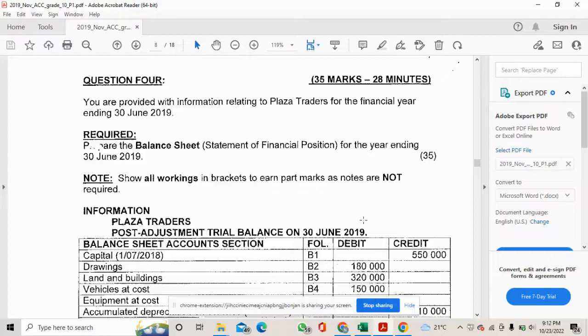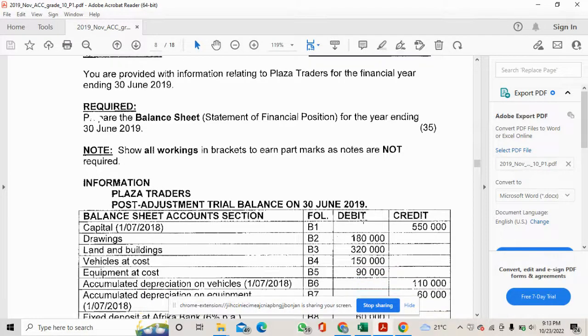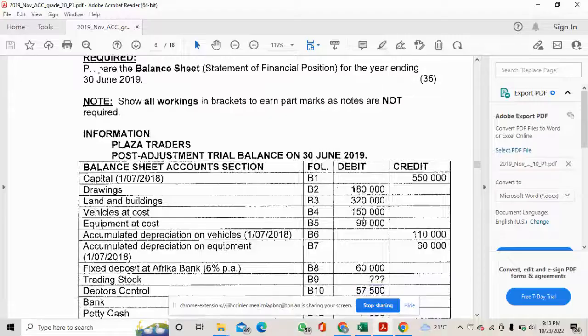So, guys, the question is question 4. It says you are provided with the information relating to Plaza Traders for the financial year ending 30 June 2019. Prepare the balance sheet, or the statement of financial position, for the year ended 30 June 2019. Show all your workings in brackets to earn part marks, as notes are not required. So this question does not want us to do the notes, right? And then we only have 28 minutes to do it. That's quite fair. So we are given the information.